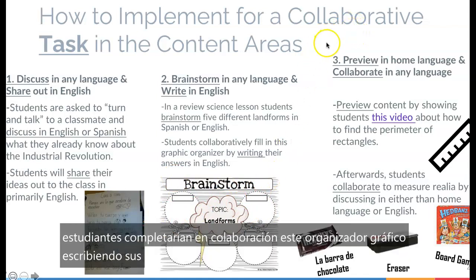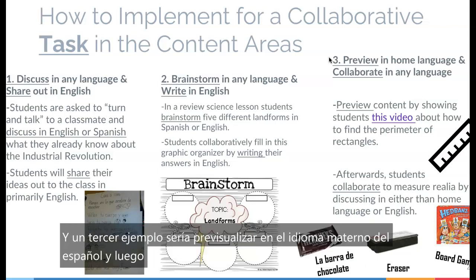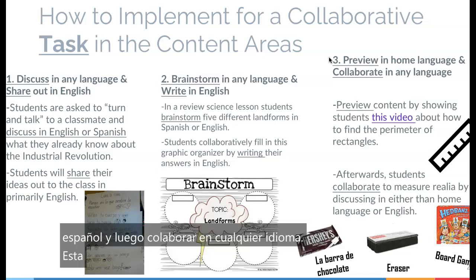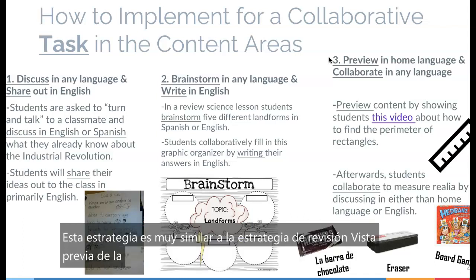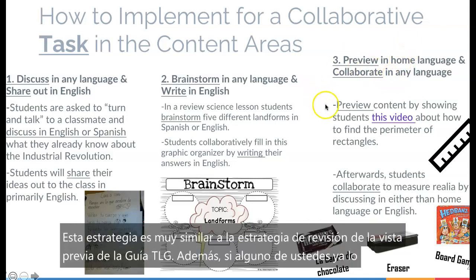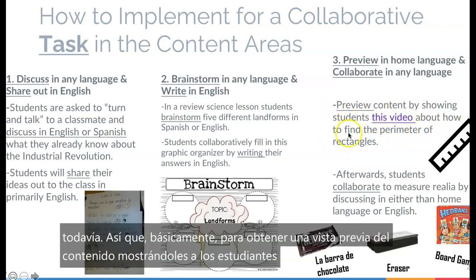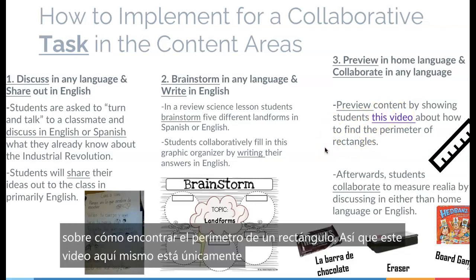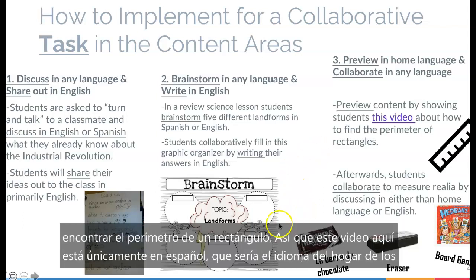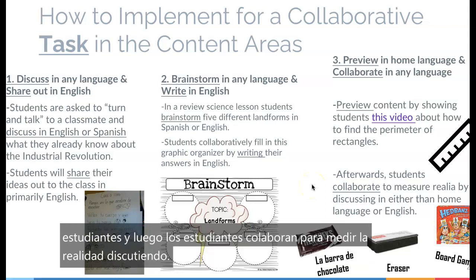And a third example would be to preview in the home language of Spanish and then collaborate in any language. This strategy is very similar to the preview, view, review strategy in the TLG guide also, if any of you have read that yet. So basically, to preview content by showing students this video in Spanish about how to find the perimeter of a rectangle. So this video right here is solely in Spanish, which would be the student's home language. And then afterwards, students collaborate to measure reality by discussing it in either Spanish or English.